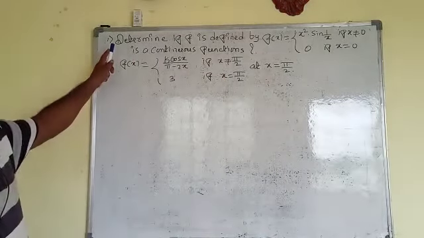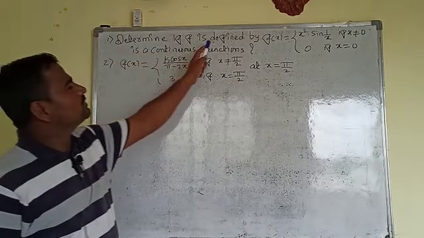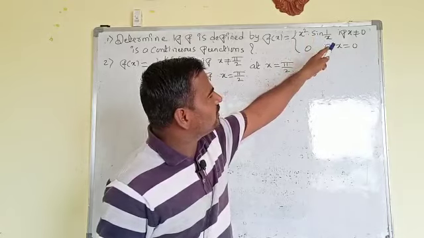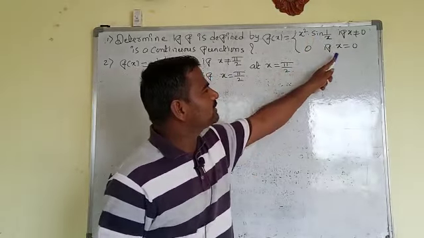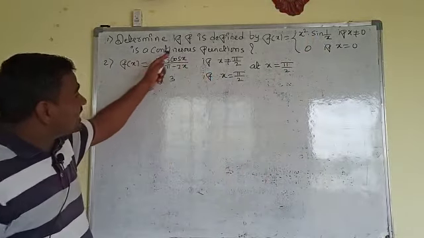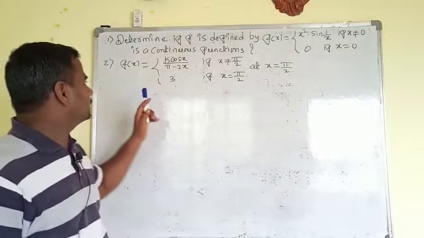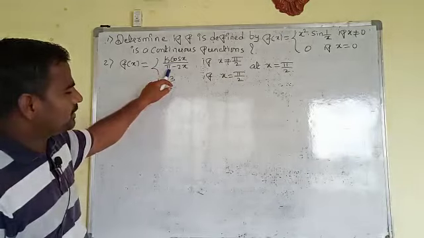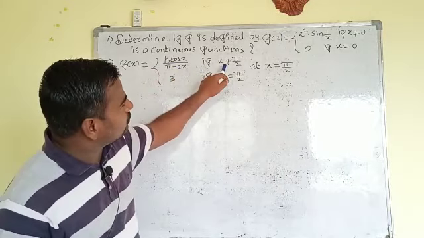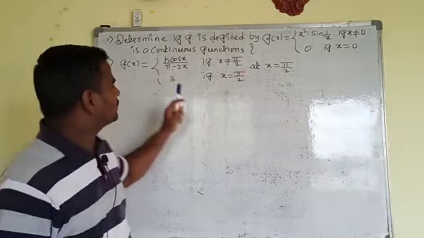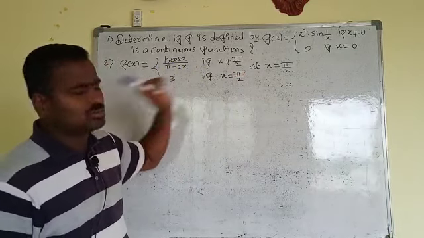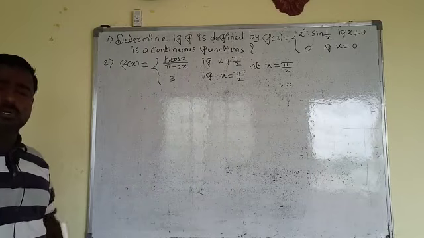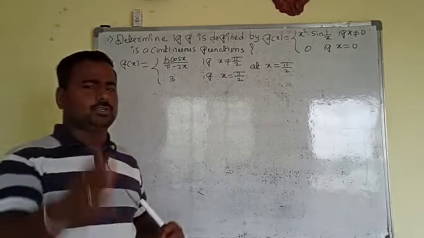So here, the first one: determine if f defined by f of x is equal to x square sine 1 by x if x is not equal to 0, and 0 if x is equal to 0, is a continuous function. They are asking this question. Second one: if f of x is equal to k cos x divided by pi minus 2x if x is not equal to pi by 2, and 3 if x is equal to pi by 2. Two questions are there. First, I am going to solve the first one, then next we are going to solve the second one.